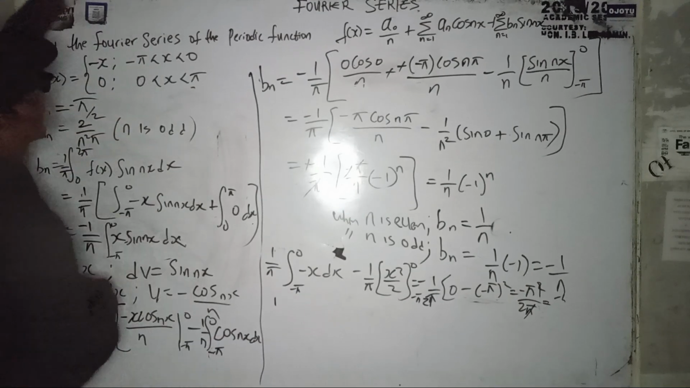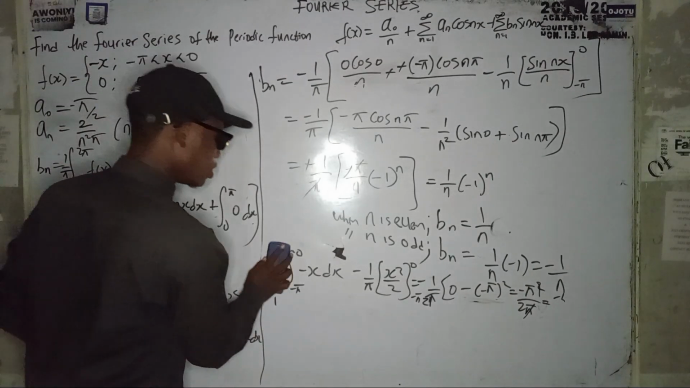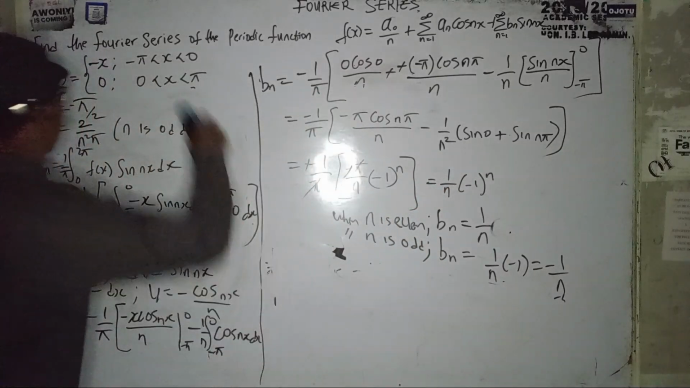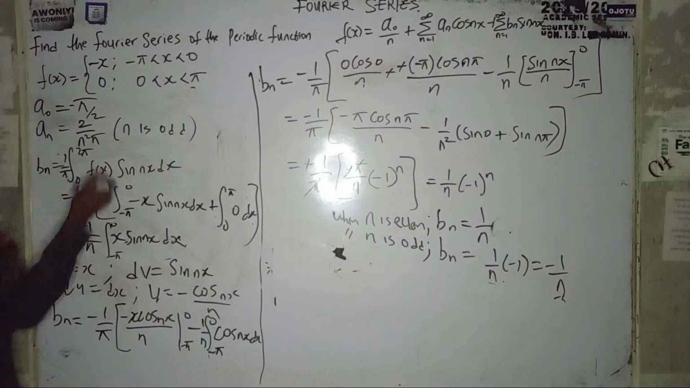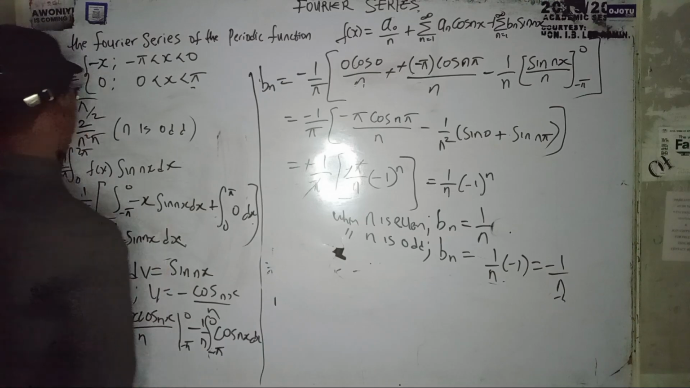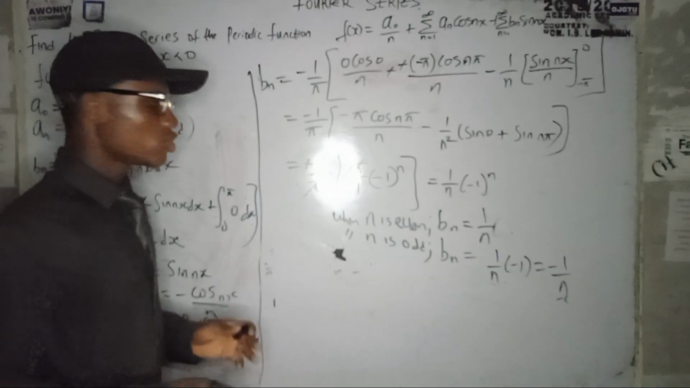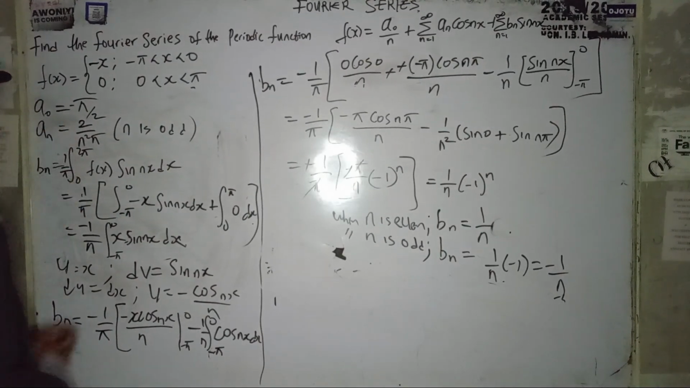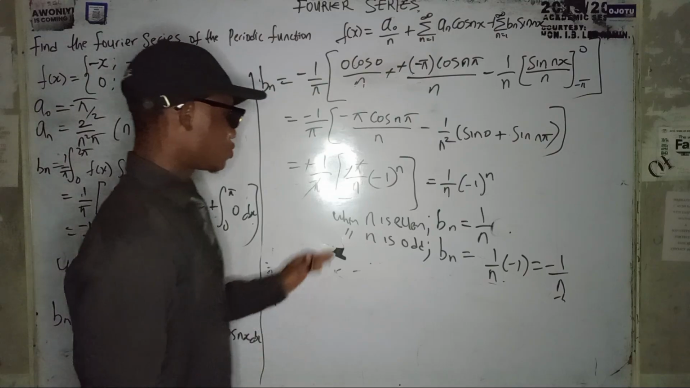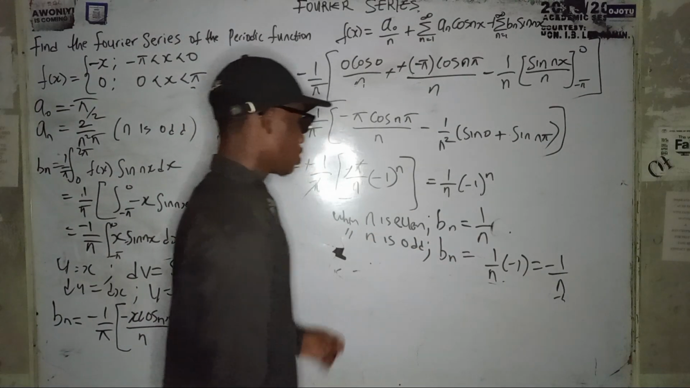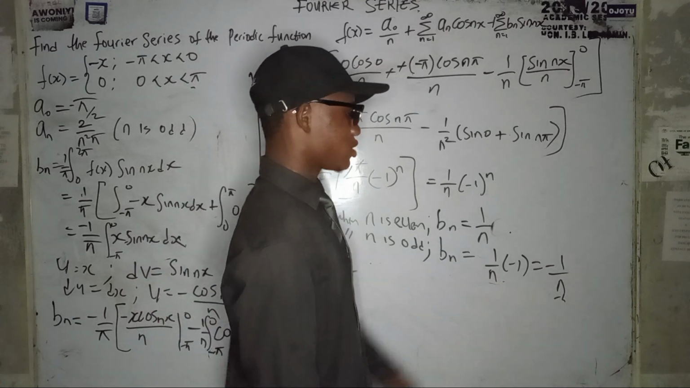Which is how we got our value for a naught, which is minus pi over 2. And also our an, we calculated it: when n is even, we have it as 0. When n is odd, we have it as 2 over n squared pi. Then when n is even, we have bn as 1 over n. When n is odd, bn is equal to minus 1 over n.